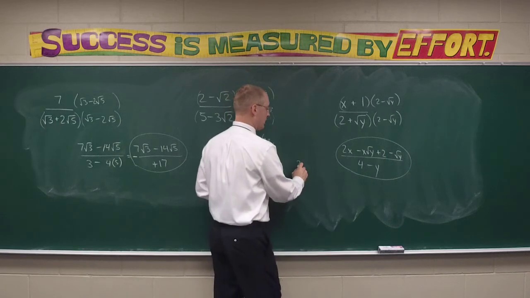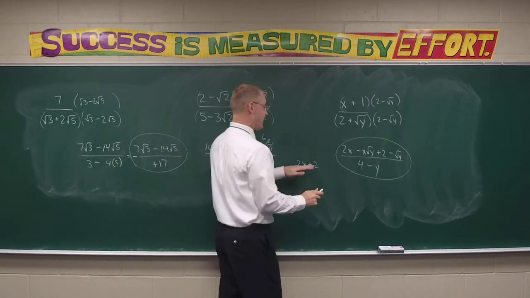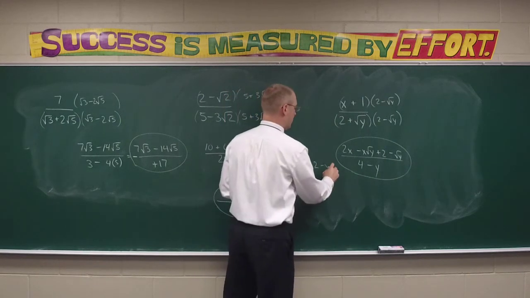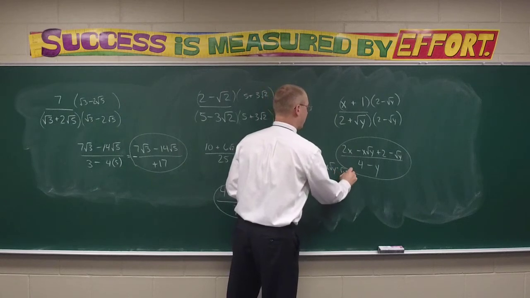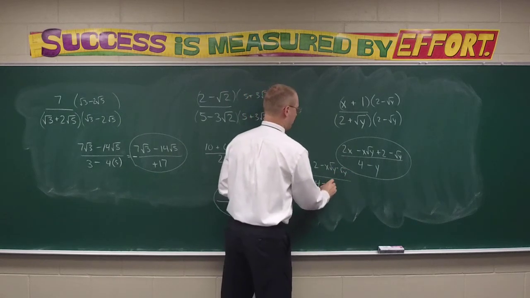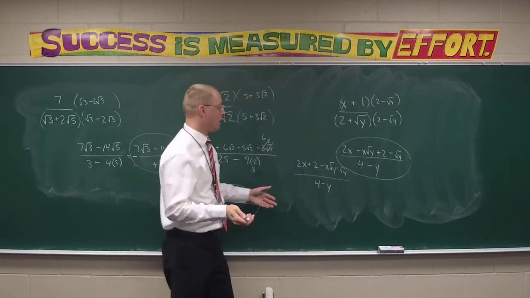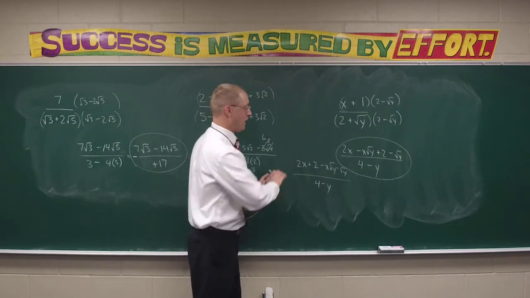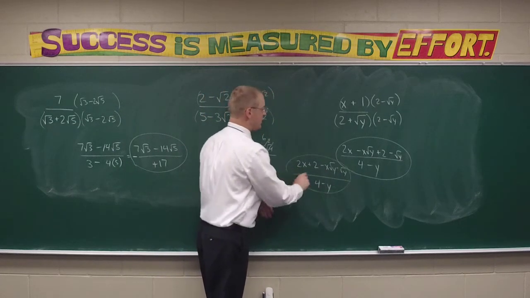Math purists would argue, put all of the non-radical values first, then follow with radicals at the tail end, all over 4 minus y. I'm not going to be that picky in high school, but I do think this answer looks better, having the radicals shifted to the back. Either answer is fine, though.